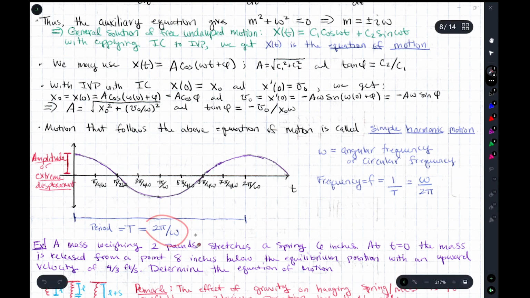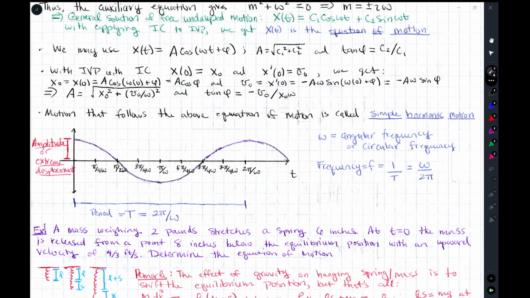And this is its relation to the angular frequency. The natural frequency, or just the good old-fashioned frequency, you could say, is 1 over the period, and omega is equal to 2 pi over the period. So that's how to relate frequency with angular frequency.